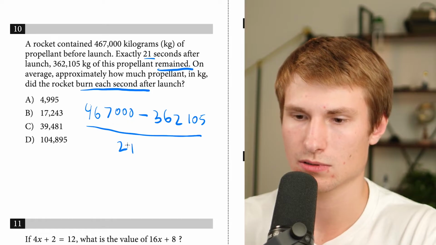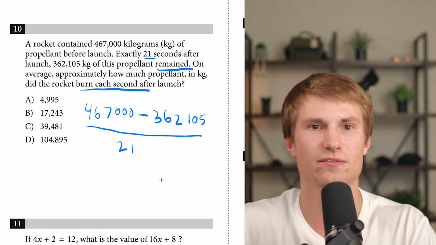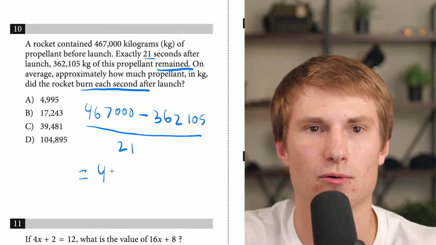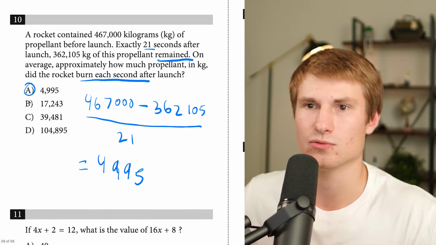Okay, I mis-put something. There we go. Divide by 21. All right, there we go. 4995. So that's going to equal 4995. So our answer there will be answer choice A. Moving on to number 11 now.